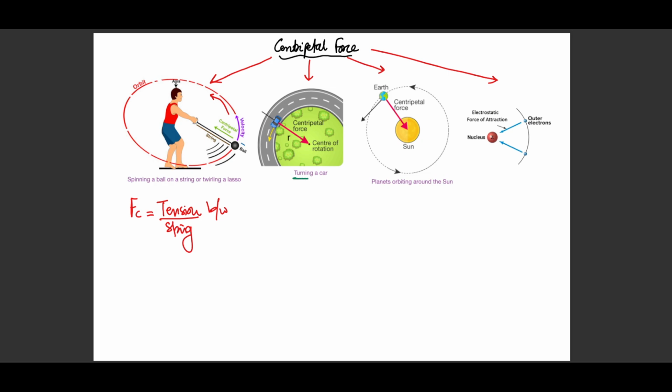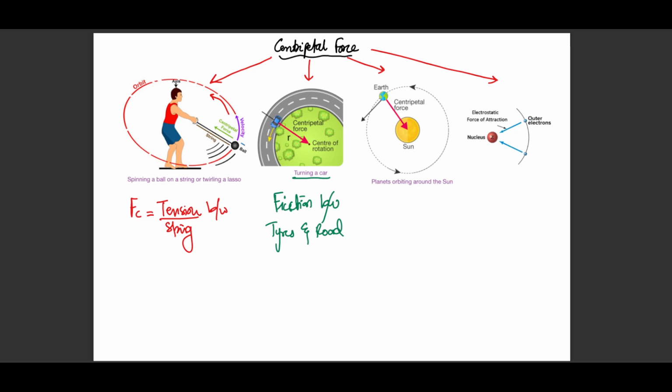In the second example, a car taking a turn or a bike taking a turn, or even a human being who is running in a straight line and wants to turn left or right, there needs to be a centripetal force towards the center of that imaginary circle that is being covered in that distance. In this case, the centripetal force is provided by the friction between the tires and the road.